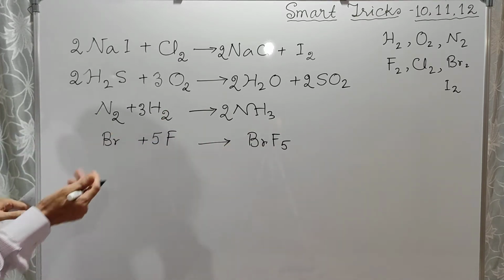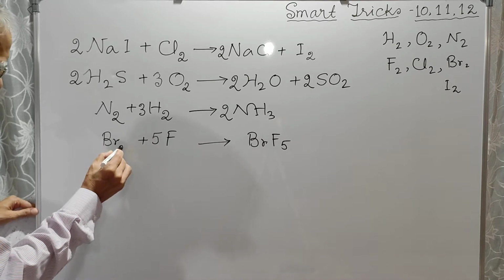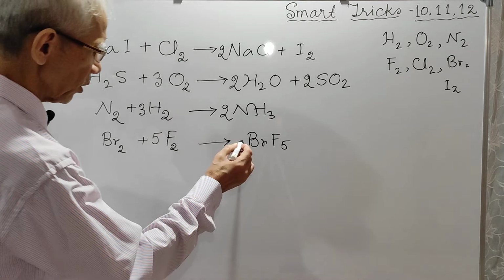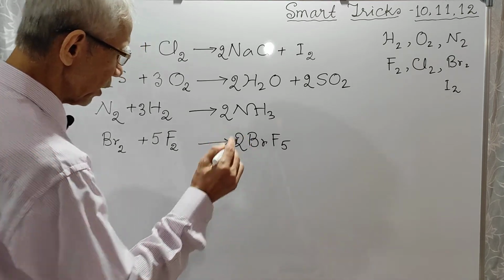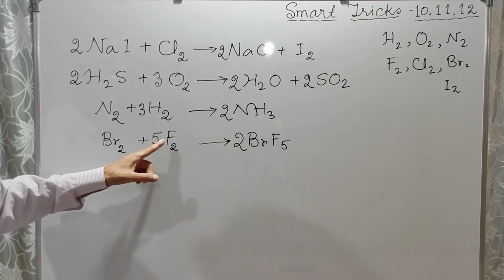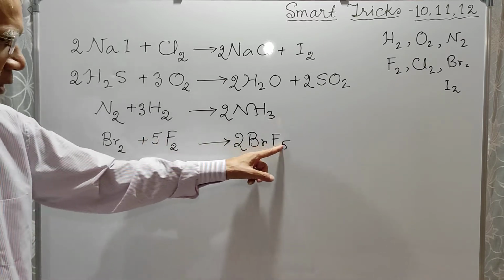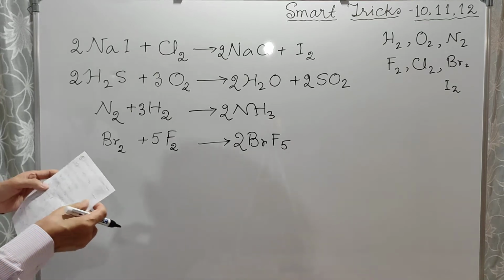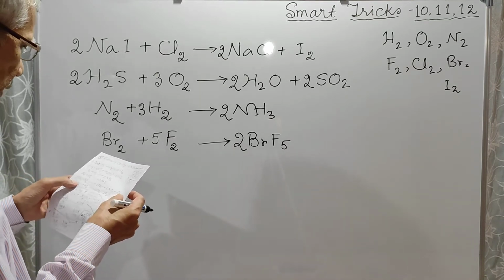Now let us bring back those 2. So Br, there was 2 here, there was 2 here, and then make double. This is 1, make it double 2. Now see it is perfectly balanced. Bromine 2, fluorine 10, so balanced. You followed? Okay, now let us see this one.